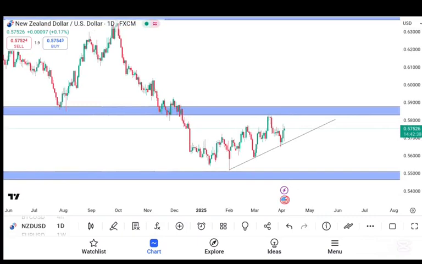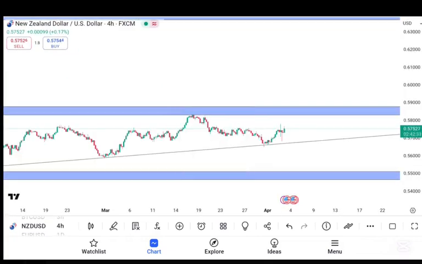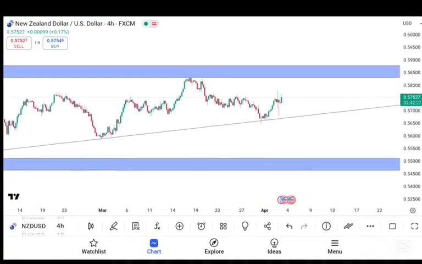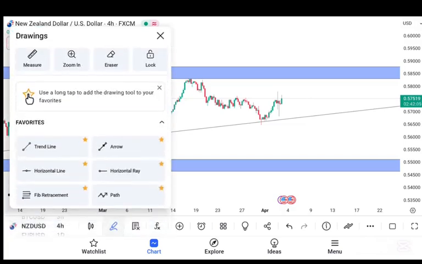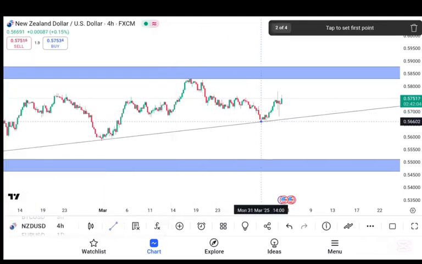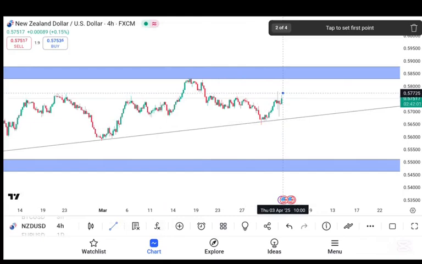And then we move to our 4-hour candlestick. This is a 4-hour candlestick. We move to our 4-hour time frame. So already price has gone into our trend line. Already price has gone into this trend line and is moving higher.